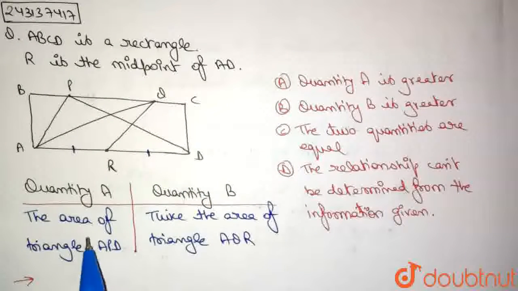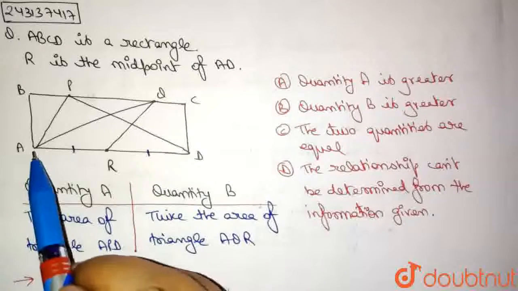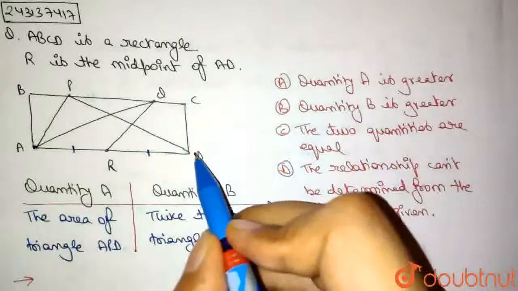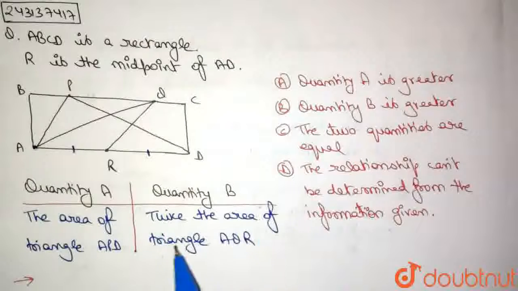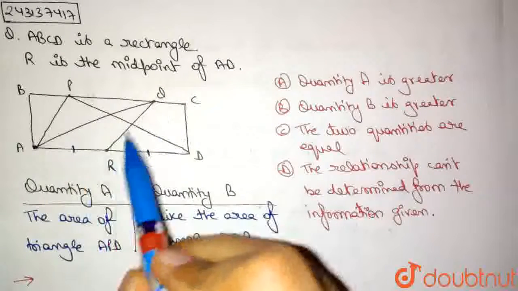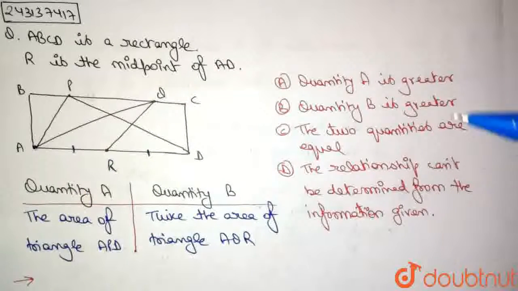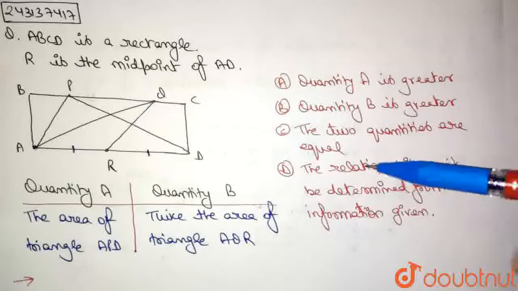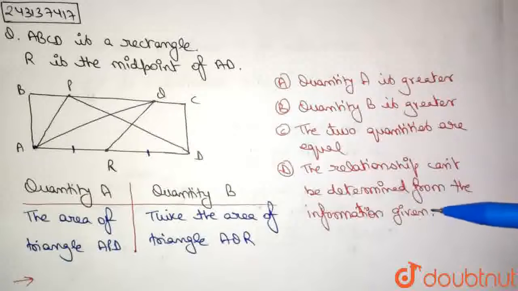Then we have two quantities, quantity A and quantity B. In A we have the area of triangle APD. Quantity B is twice the area of triangle AQR. And the options are: quantity A is larger, quantity B is larger, the two quantities are equal, the relationship can't be determined from the information given.